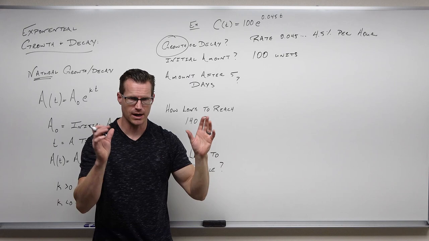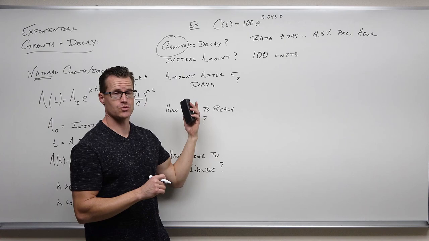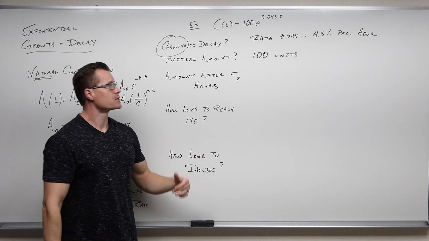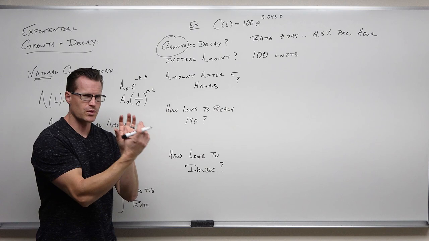I actually meant hours here, which is why that was. I just wrote days, so good thing we got this. I'm going to change that to hours so that I can match that up. So 4.5% per hour, 100 units initially. It's called our initial amount. It's like the present value for talking population. How much after 5 hours?